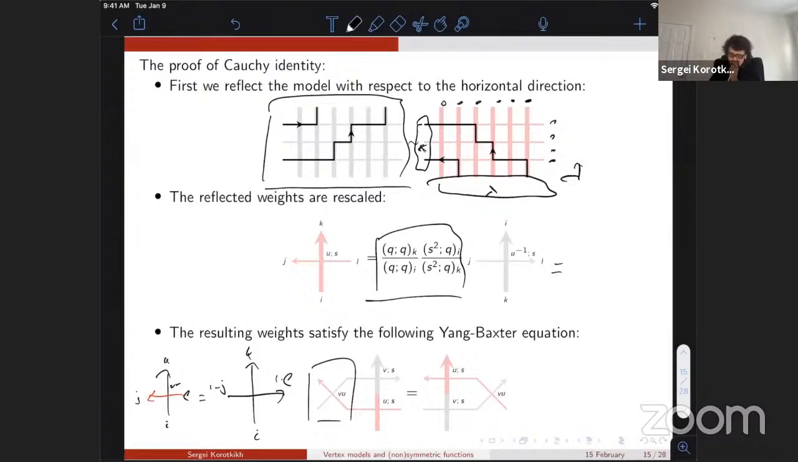Thank you. Does this answer the question? Yeah, thank you. Okay. So the main point I want to stress is that it's not the exact value of the weights, but rather the fact that such weights exist, because this is a more surprising property. But yeah, actually this weight is just six-vertex weights, but written in different notation.